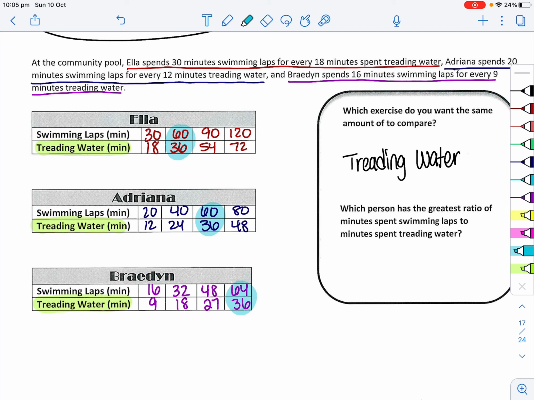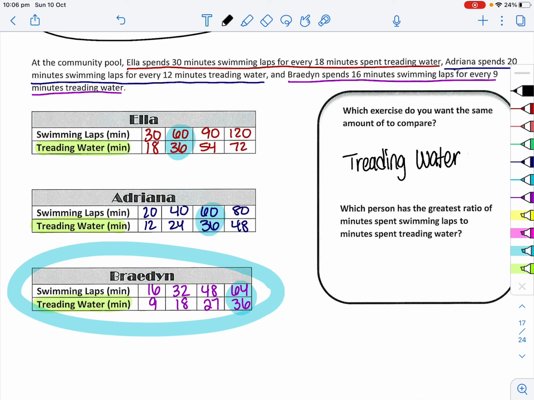And when I'm looking at who has the greatest ratio of time spent swimming laps to time spent treading water, well, Ella and Adriana spent the same amount of time swimming laps as treading water in their ratio. And Braden spent just a little bit more time. So my answer here is going to be Braden.